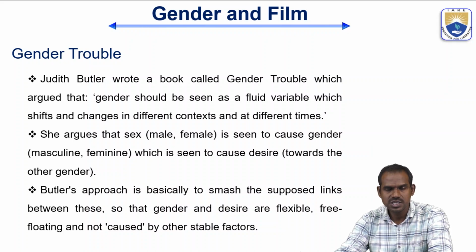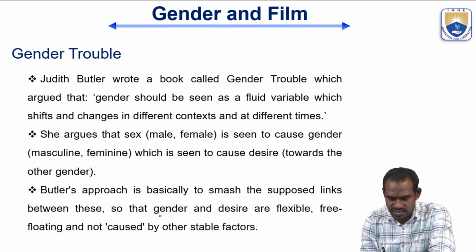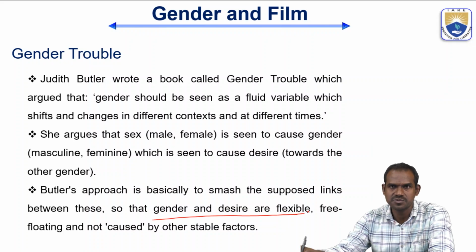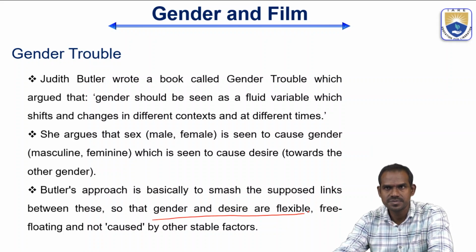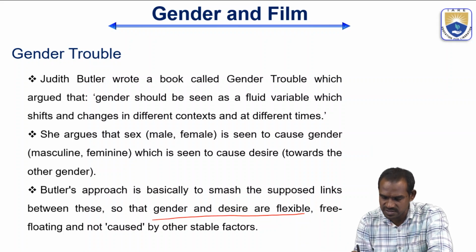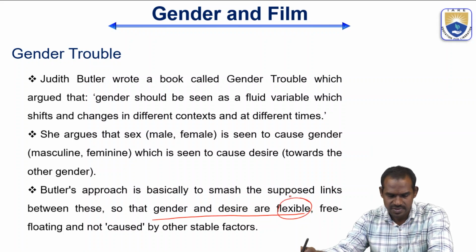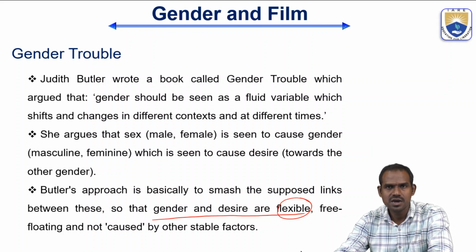Butler's approach is basically to smash the supposed links between these so that gender and desire are flexible. What she is showing, gender and desire are flexible. They are not rigid. They will change or they will vary in different contexts and at different times. So that is the meaning of flexible. Free floating and not caused by other stable factors.